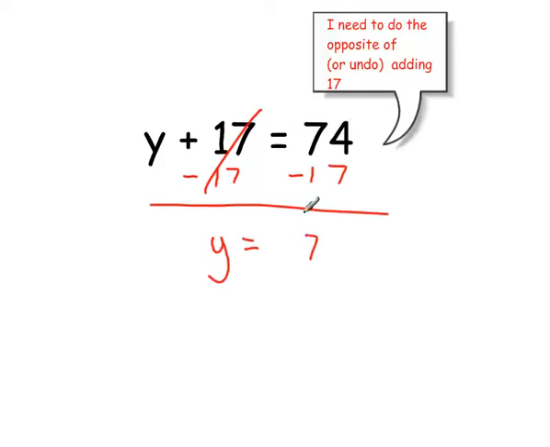And then I need to subtract 17 from 74, which is 57. So y equals 57. So I'm going to go back and plug it in and make sure it makes sense. So 57 plus 17 equals 74. I'm correct. All right, so you just solved for a variable for both an addition and a subtraction problem.